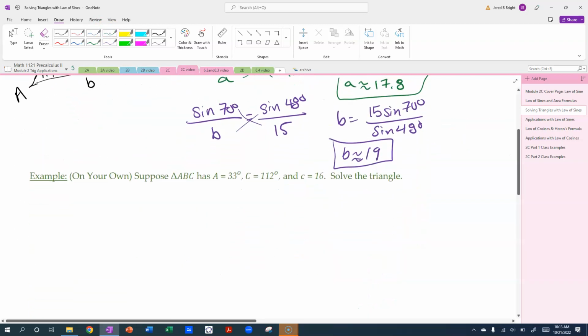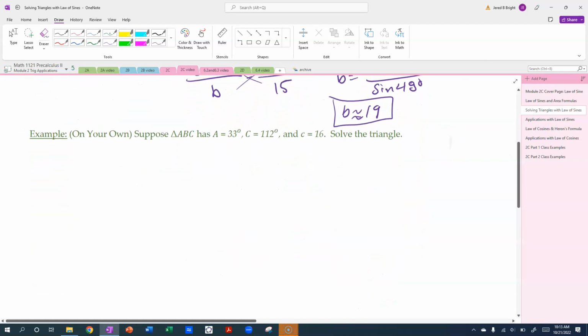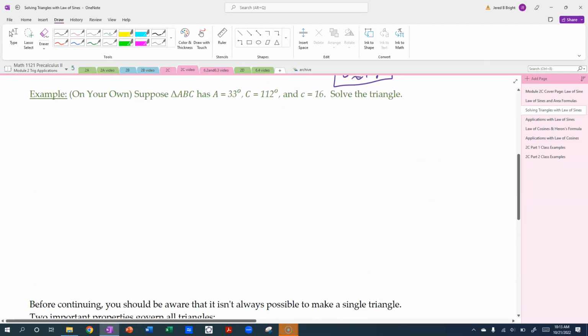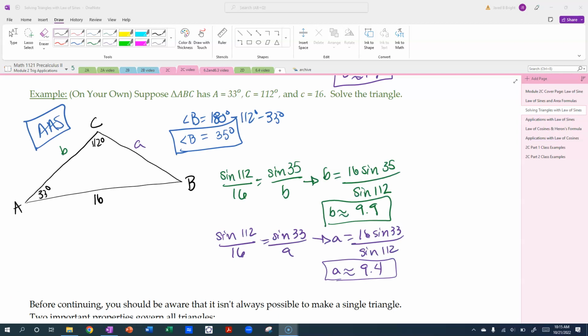Okay. Next one, I am not going to do this. I'm going to encourage you to pause the video, try it on your own, and when you're ready to see the solution, resume the video. And here are your answers. Again, we're given angle side criteria, so very similar to the previous one.